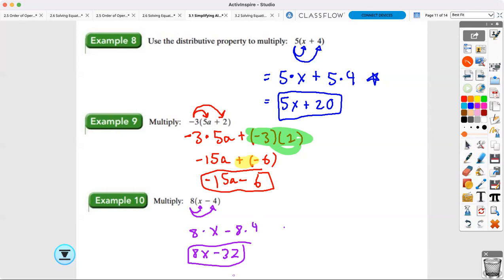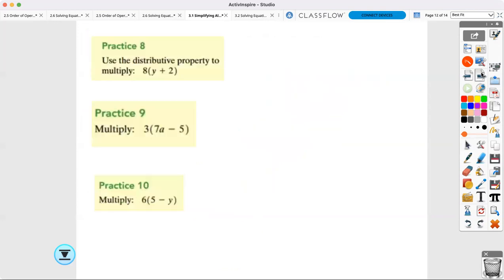Because you are going to be trying this out on your own on the next slide for practice problems. All right, well, here you go. Good luck. I'm going to give you guys about 4 minutes.